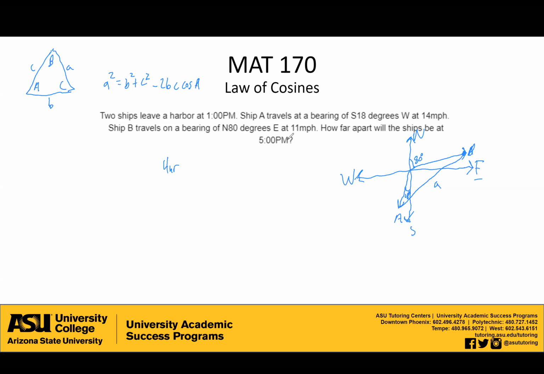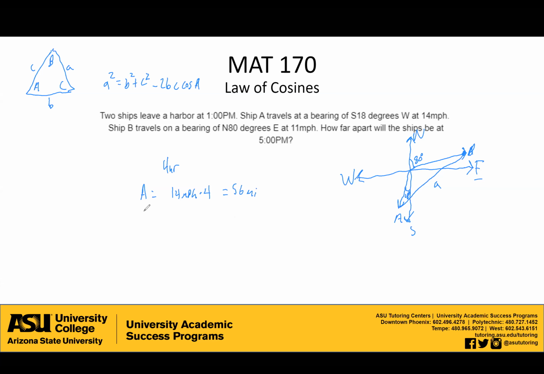So what we can do is essentially just calculate the distance by multiplying the miles per hour by the total hours. So for ship A, they traveled at 14 miles per hour. And we can multiply that by 4. And that tells us that they've traveled 56 miles so far.